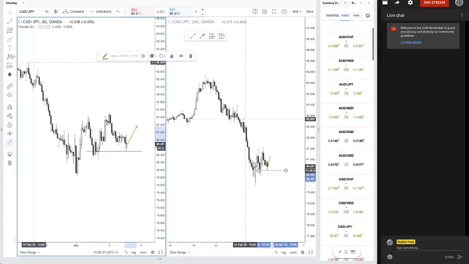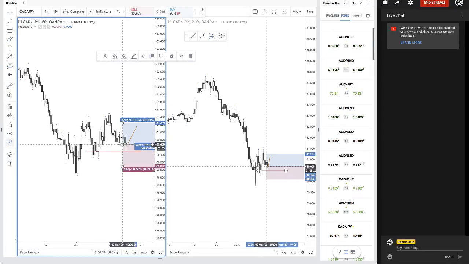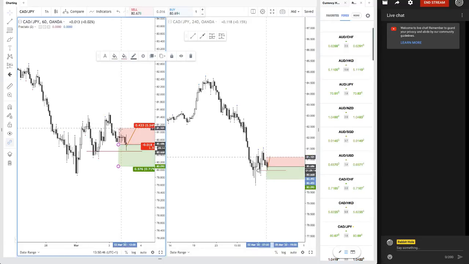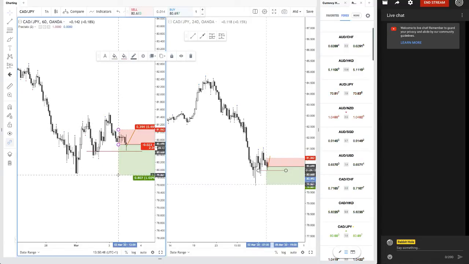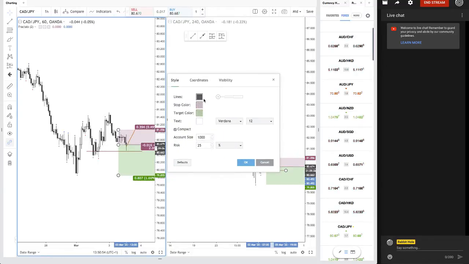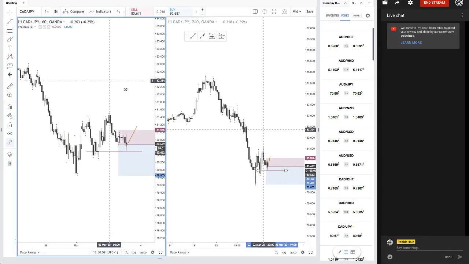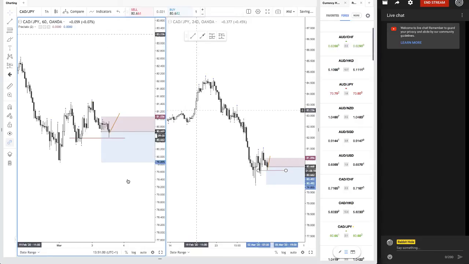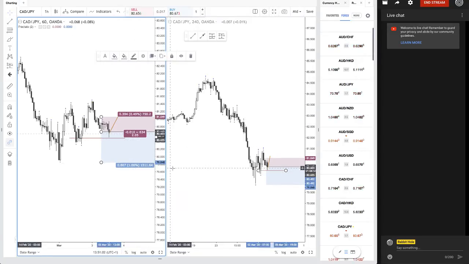And also here it would be very risky to set the target like that. That would be really risky. Sorry, don't like it. That would be very risky.